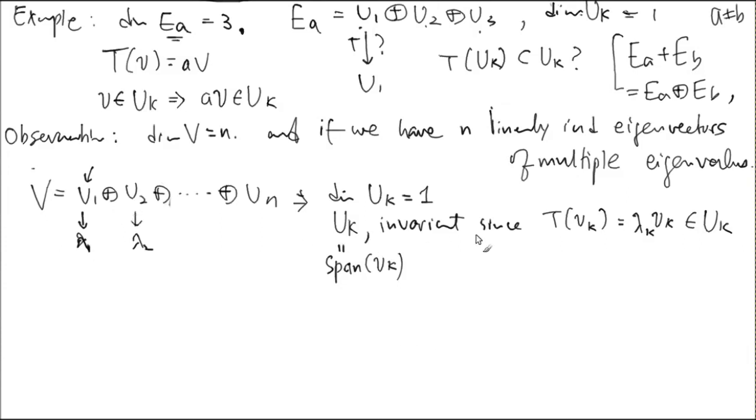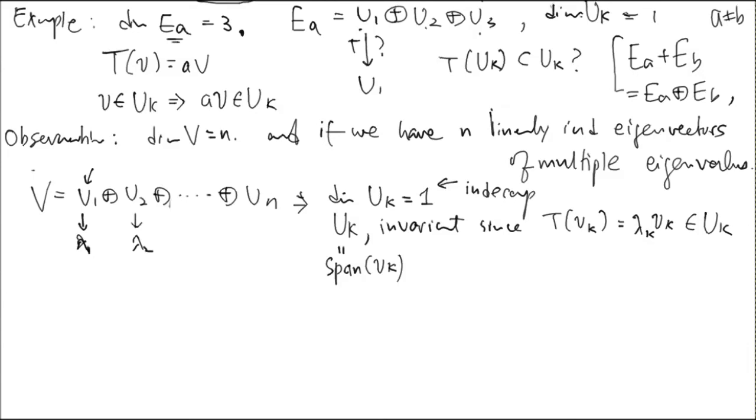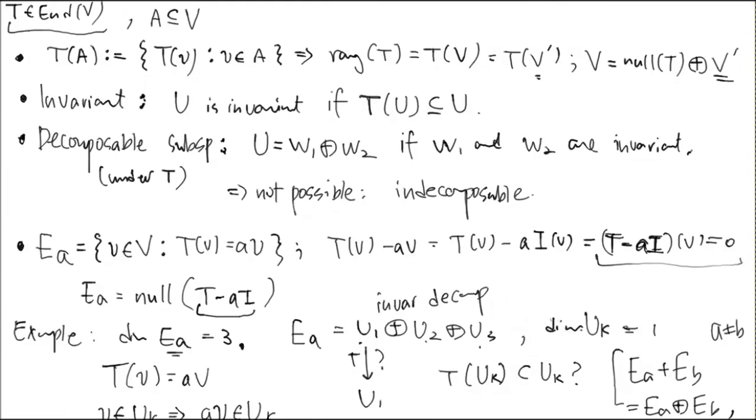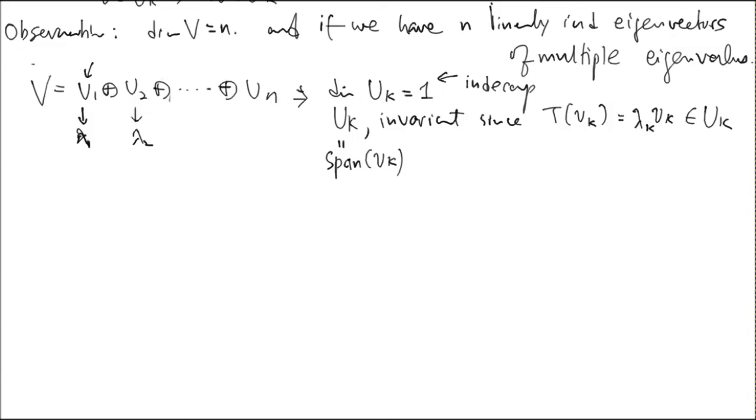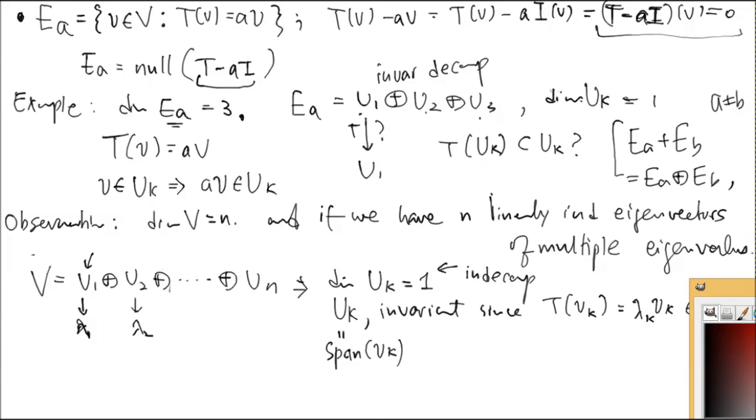So U_k's are invariant, and dimension 1 is indecomposable, right? You can't go any further. So this is indecomposable decomposition into invariant spaces, right? If that happens. So that was an exercise I wanted to go through to review this notation, some of the notations there I began to use. So let me just circle that part. It's an important thing that I wanted to cover. I'm not sure if I have time to cover that.